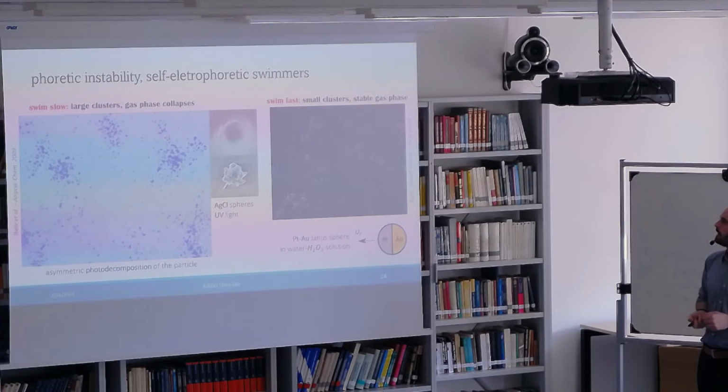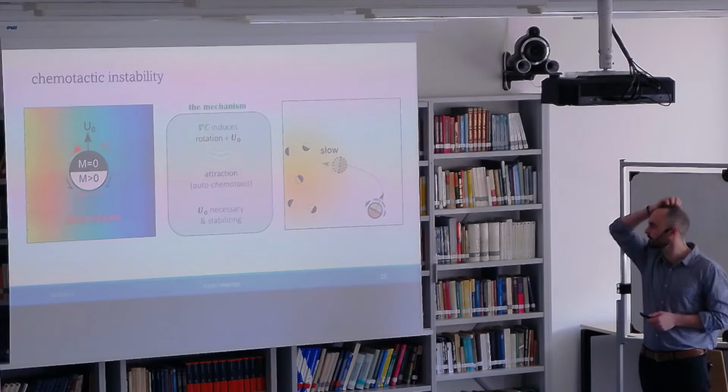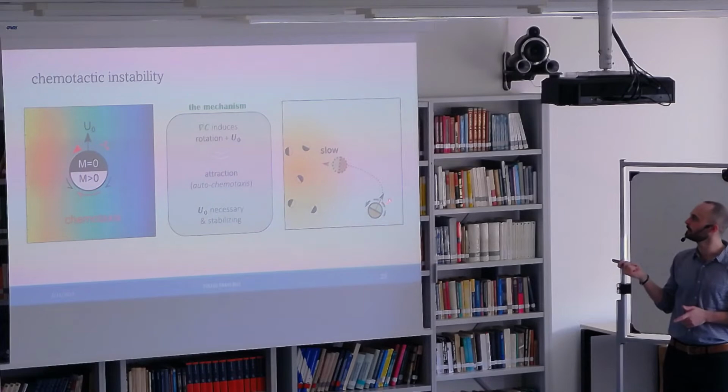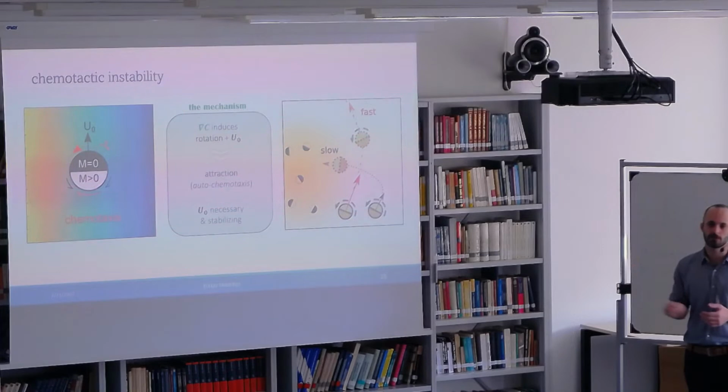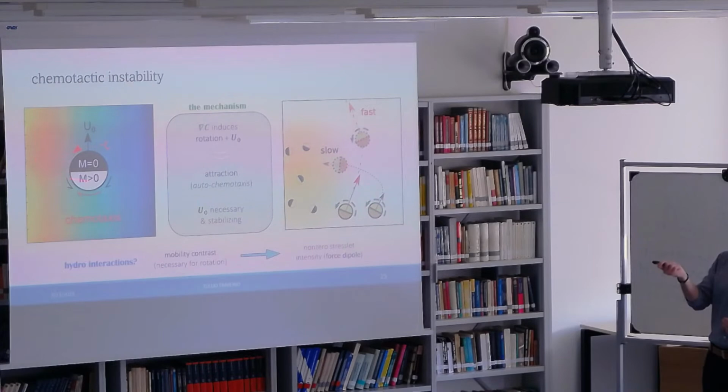Enough about that. Let's talk a little bit more about hydrodynamic stuff. So if the particles are of this kind, with non-uniform mobility, as we said, they orient towards a chemical gradient, so we have a similar instability as before. This time we need to swim, because the real attraction to the chemical gradient is due to rotation and swimming. Again, if the particle swims fast, this has a stabilizing effect, but if the particle doesn't swim at all, we don't have the instability.